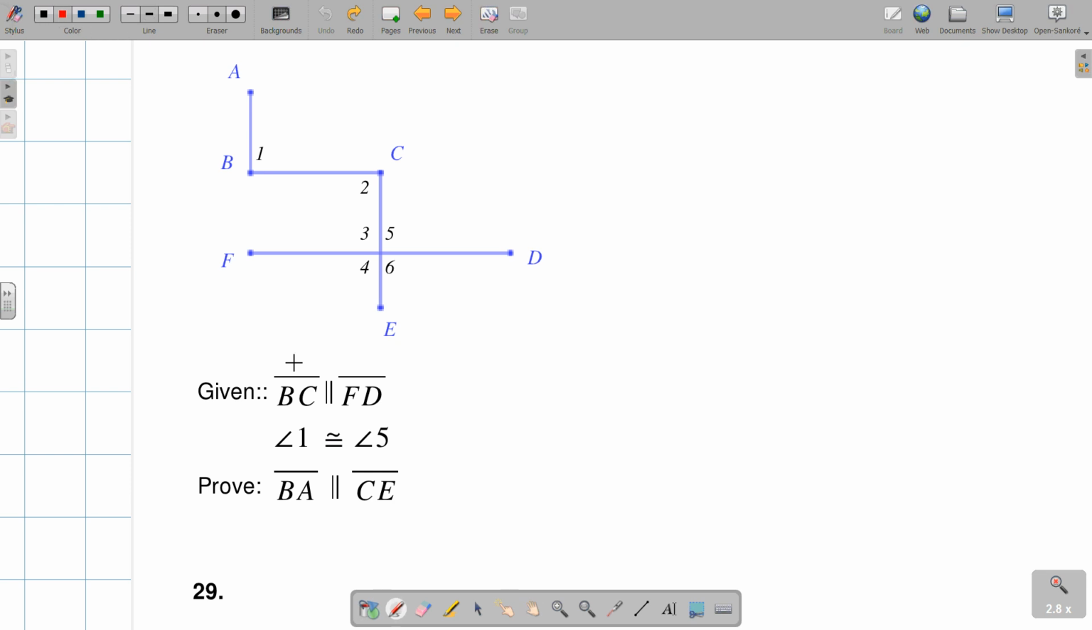So, for example, we are told that BC and FD are parallel. So I would stretch out BC and FD, and they are parallel. That's given. We are also told that angle 1 and 5 are congruent. We're going to try to prove or conclude that BA is parallel to CE.